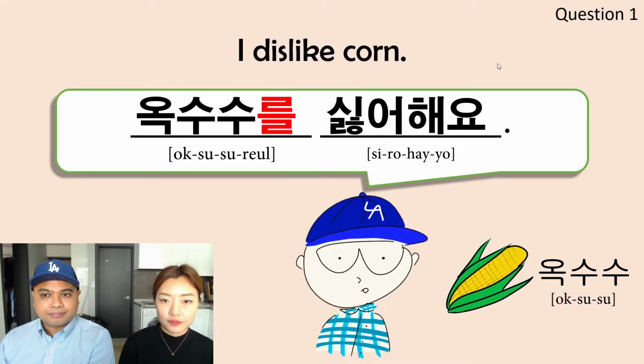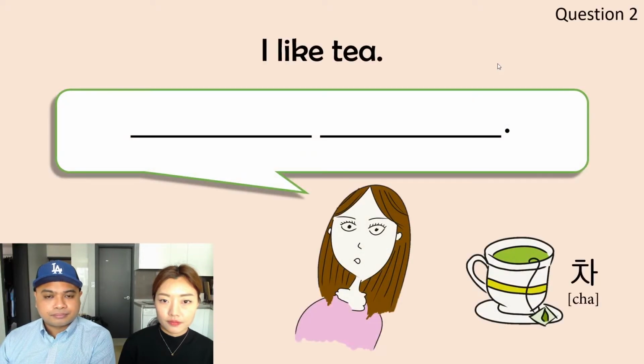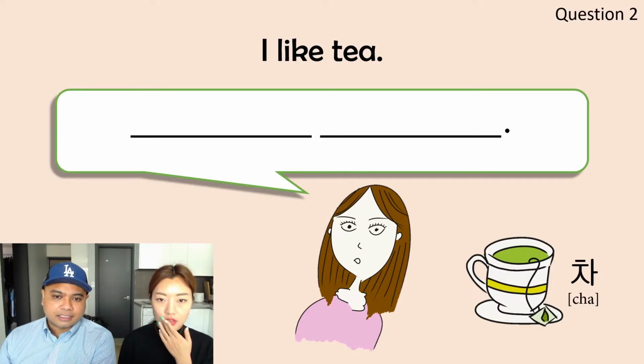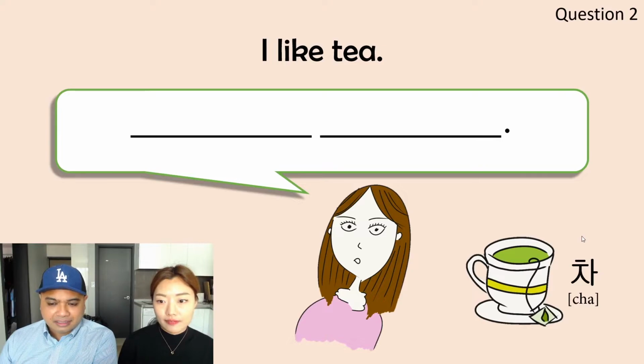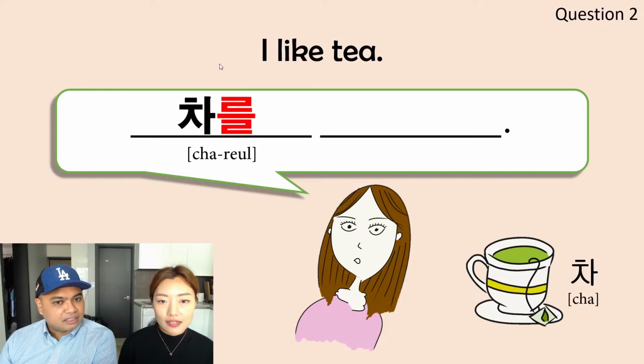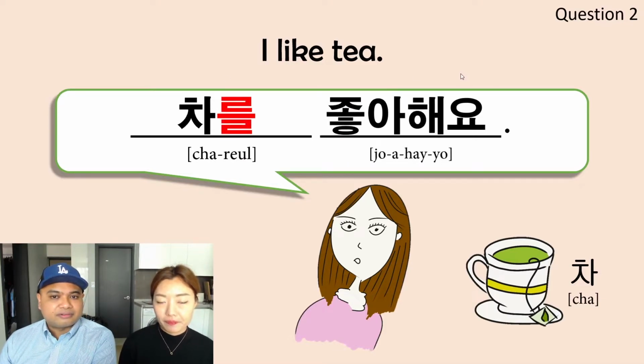Question number 2. Okay. Dana is saying I like tea. And how do you say tea in Korean? 차. And then 차 ends with a vowel. So we need 를. 차를 좋아해요. 좋아해요.